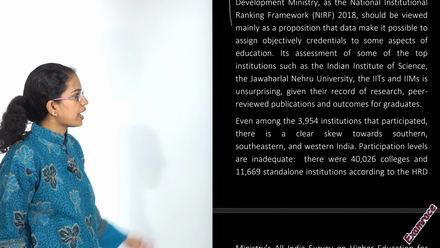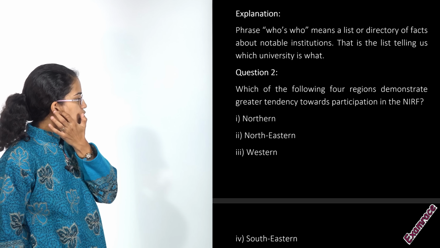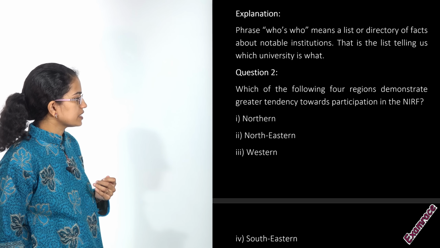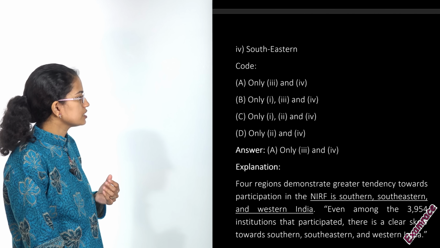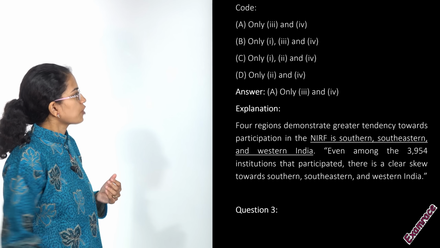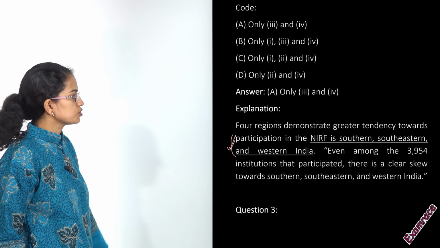The next question was, which of the regions have participated in NIRF? So it's basically the southern, southeastern and the western regions that are there. From the choices we have just two of those, that's the western and the southeastern, so those become the correct answer.